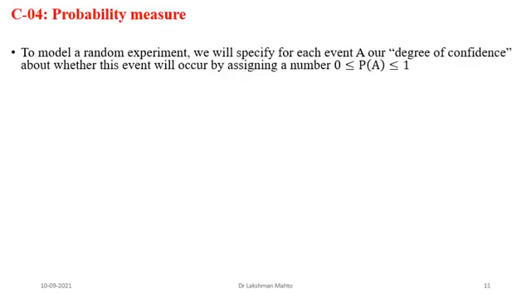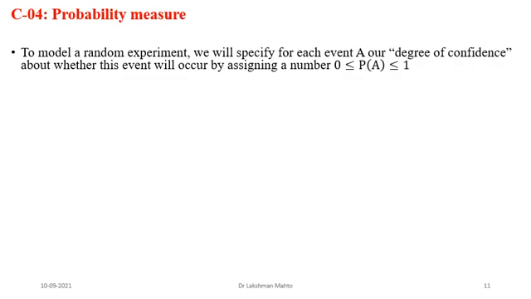So in order to quantify all this, to model a random experiment, we will specify for each event A our degree of confidence about whether this event will occur by assigning a number that we call P of A, the probability of event A. We put a condition on this assigned number that it must always be between 0 and 1, including 0 and 1.